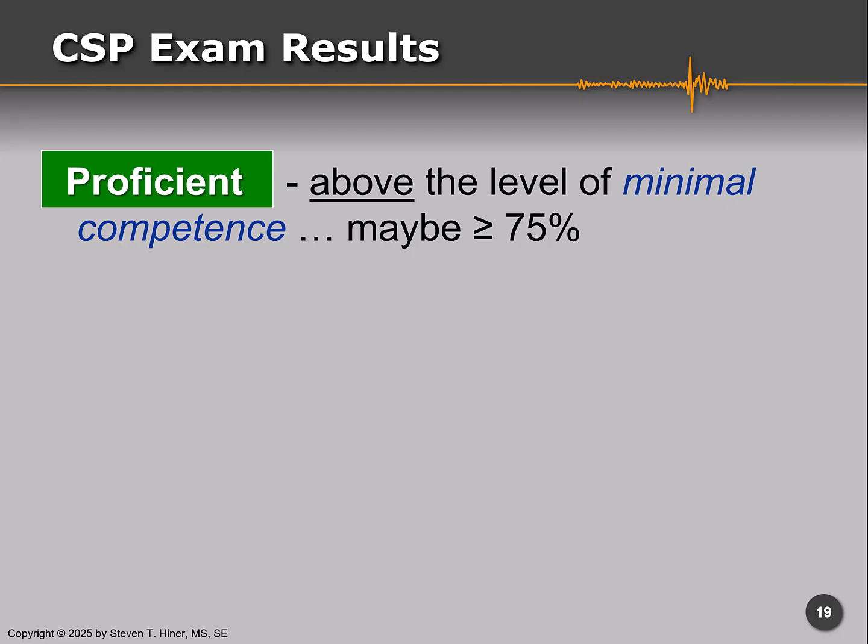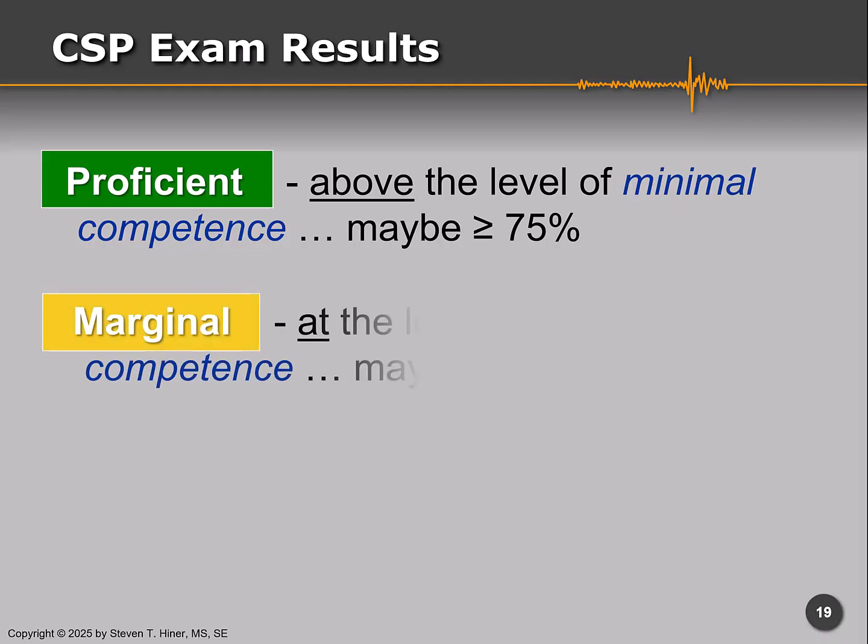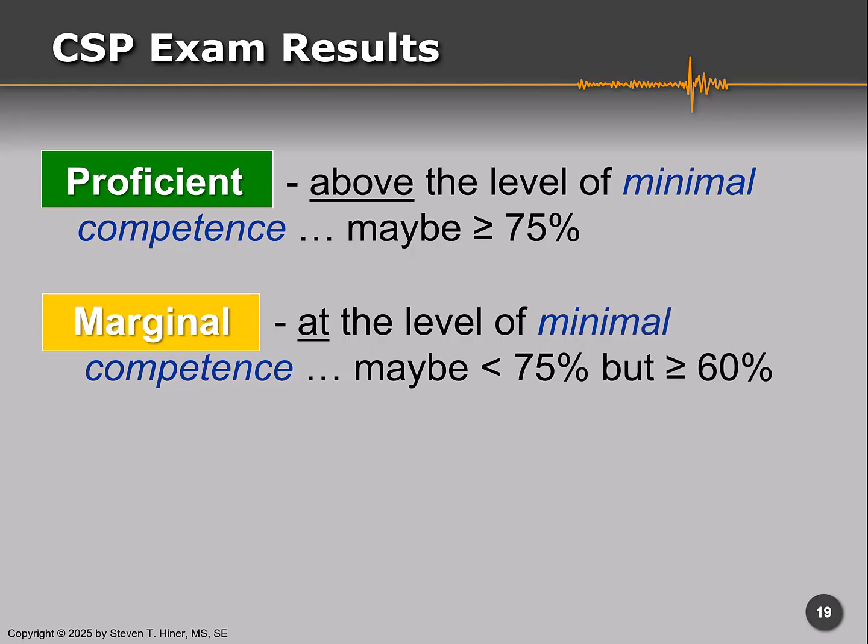Proficient means that you scored above the level of minimal competence in that content area. That could be 75% or greater. I'm just guessing here because the board does not publish this information, but it could be that proficient means you got to score 75% or better in that content area. Marginal means you scored at the level of minimal competence, and there's going to be a range there. So that could be 75% to 60%. Somewhere in that range would be possibly considered marginal.